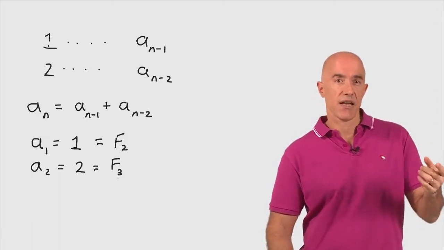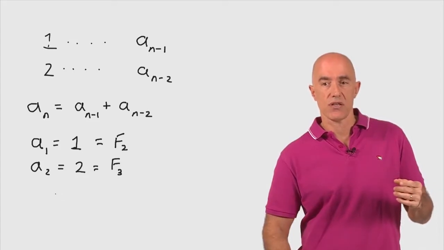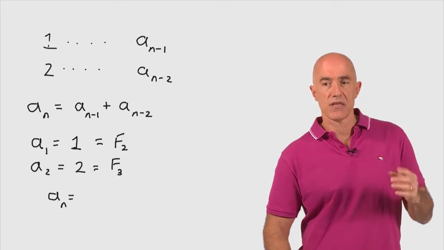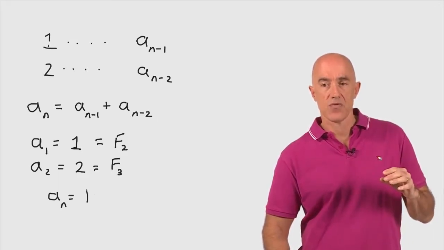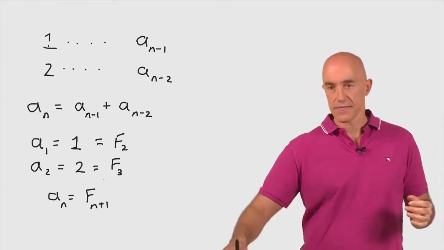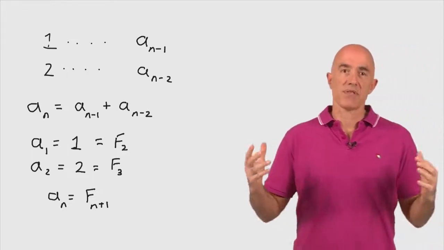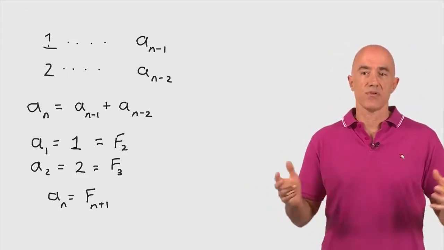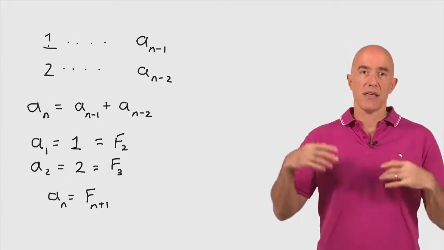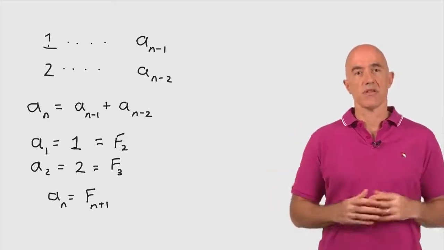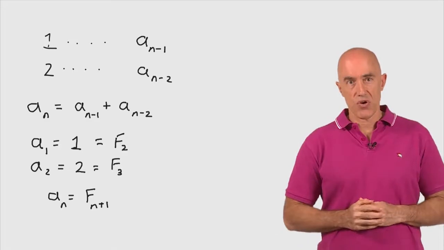A satisfies the Fibonacci recursion relation. So we must have a sub n is a Fibonacci number, but it's not f sub n. It's 1 more than f sub n. It's f sub n plus 1. Okay? So the number of ways to climb an n-step staircase, taking 1 step or 2 steps at a time, is the n plus 1 Fibonacci number. Fibonacci numbers show up in this problem.